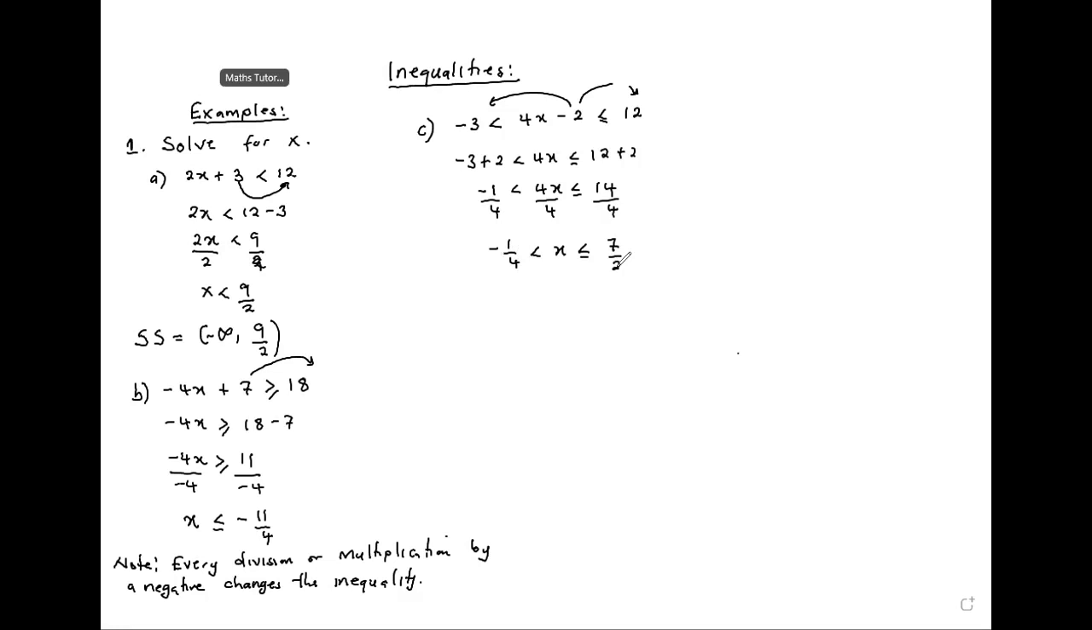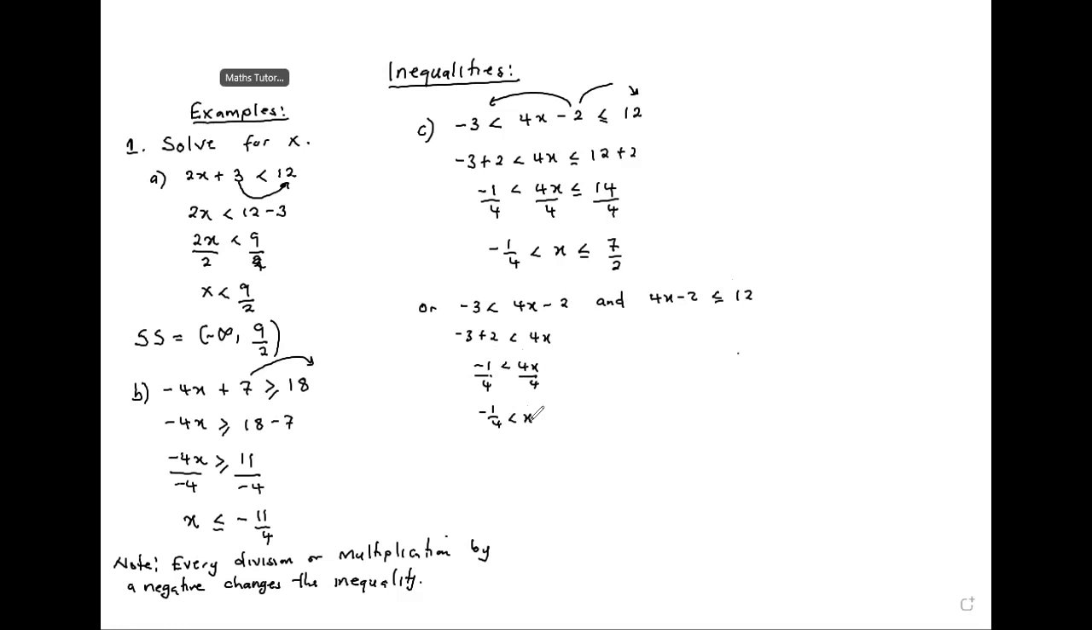so the idea here is you should be able to, if you wanted, separate this, or you say negative 3 less than 4x minus 2 and 4x minus 2 less or equal to 12. Solve them separately, so you bring negative 3 plus 2 less than 4x, giving us negative 1 less than 4x, divide by 4, divide by 4. So we get negative 1/4 less than x.